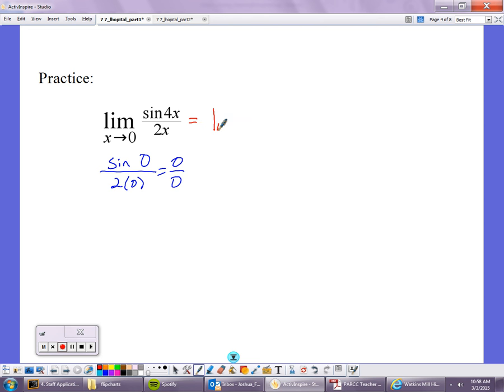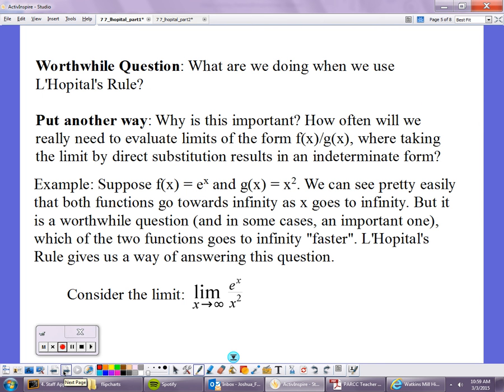All right, so this should be equal to the limit as x goes to 0 of 4 cosine 4x, that's the derivative of sine 4x, over 2. Now I can do direct substitution, right? Because I get 4 times cosine 0 over 2, which is just 4 over 2. Cosine 0 is just 1. 4 over 2 is 2. Pretty straightforward.